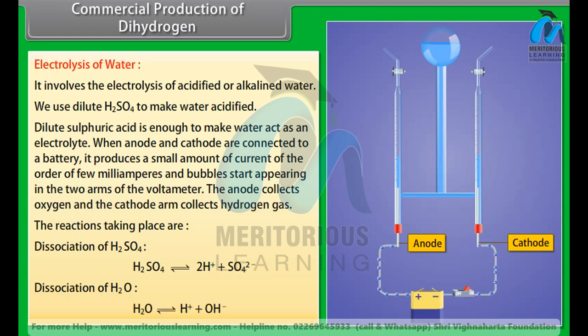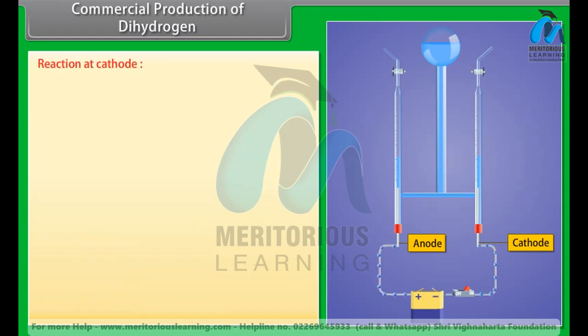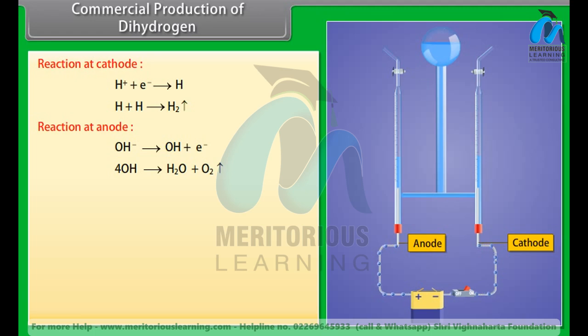Dissociation of H2O. H2O gives H+ plus OH-. Reaction at cathode. H+ plus electron gives H. H plus H gives H2. Reaction at anode. OH- gives OH plus electron. 4OH gives 2H2O plus O2. Overall reaction. 2H2O gives 2H2 plus O2.